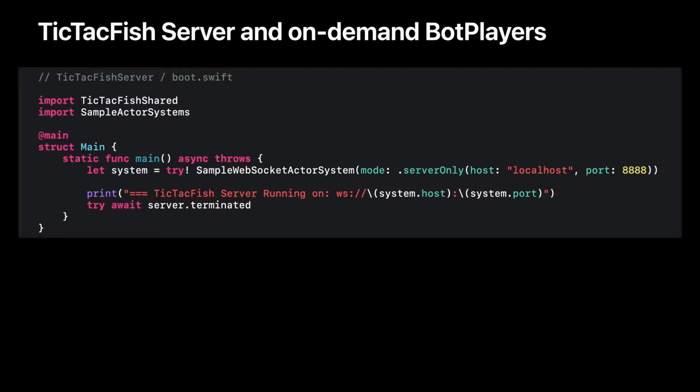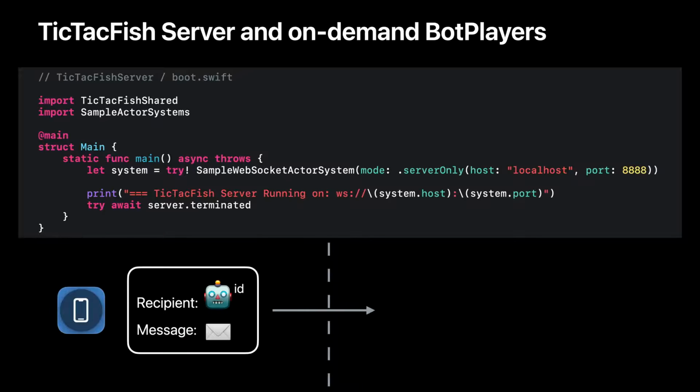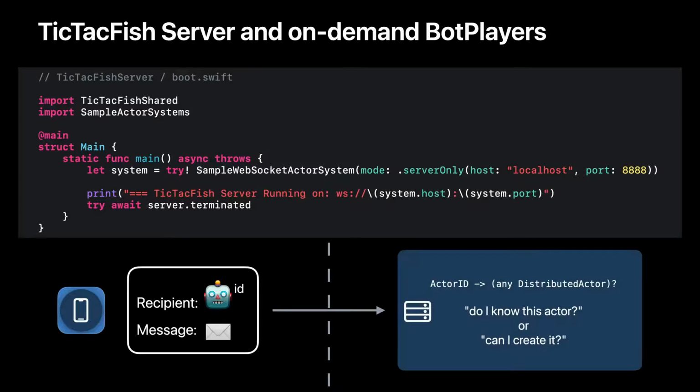Now moving on to the server-side Swift application. Thanks to the sample WebSocket actor system I prepared, implementing that will be a breeze. First, we create the WebSocket actor system in server mode, which makes it bind and listen to the port rather than connect to it. And we have the app wait until the system is terminated. Next, we'll somehow need to handle the pattern of creating actors on demand as we receive messages addressed to IDs that are not yet assigned any actor instances.